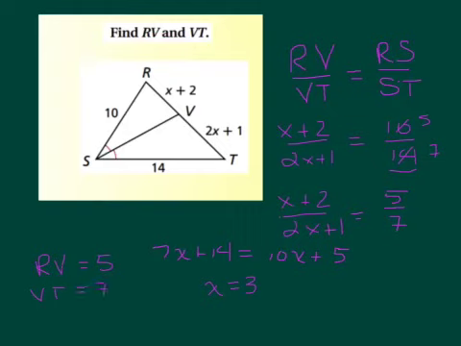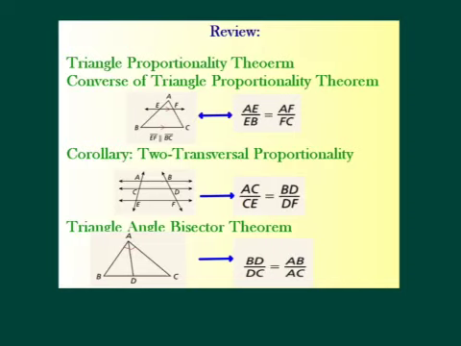If we were to go back to this ratio, we would get 5 over 7, which is the exact ratio we got right here. So let's review. We talked about the triangle proportionality theorem and the converse of that theorem. The corollary to that theorem, the two transversal proportionality theorem, and the triangle angle bisector theorem. All these theorems kind of lead up to this last one, the triangle angle bisector theorem. Now I encourage you, if you have any questions, go ahead and go back to a part in the video that you have a question about and rewatch it and try to see if you can answer your own question. Thanks.